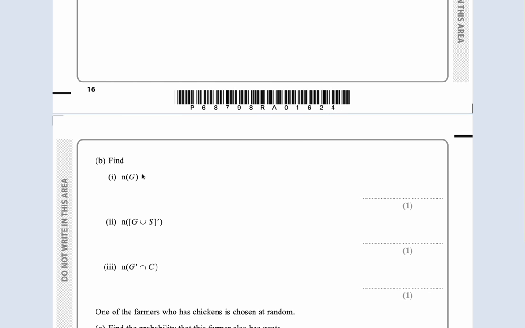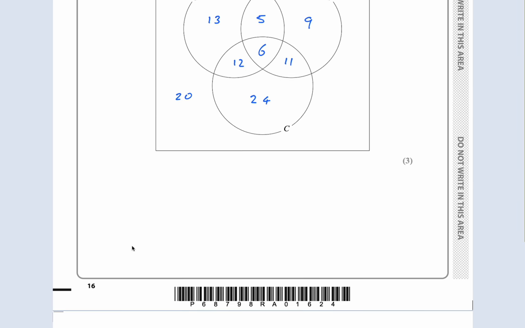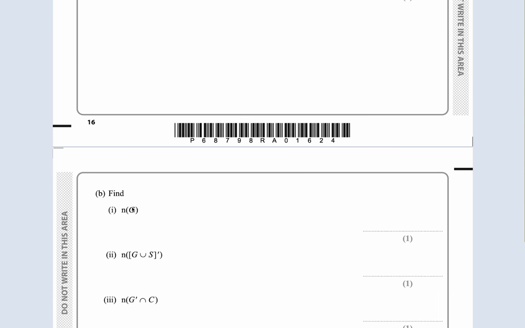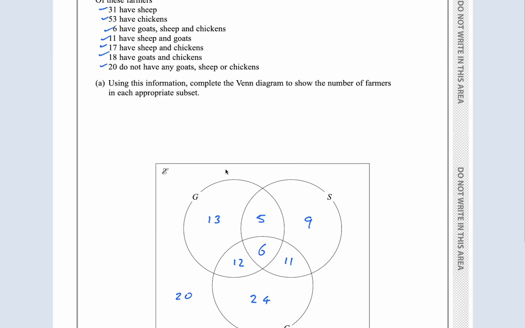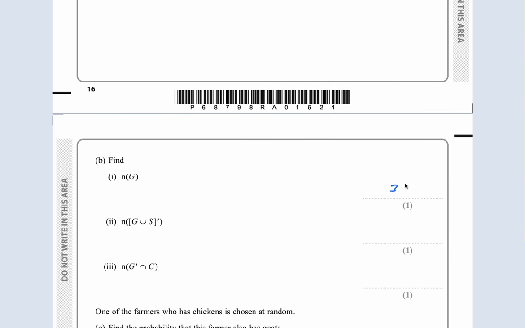That's part A only. Part B, n(G), that is the number of elements in G. So G is goats, that is all of this here. So we just need to add these up. 13 plus 12 is 25, plus 11 is 36. Okay, this is 36.